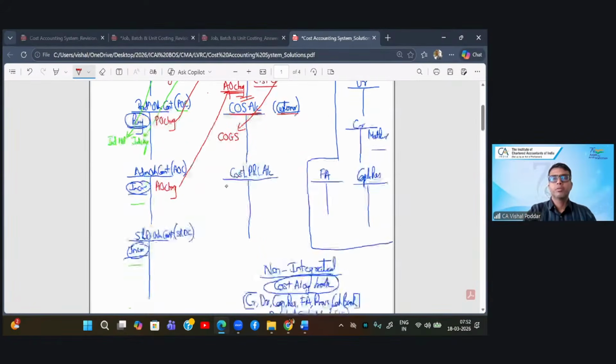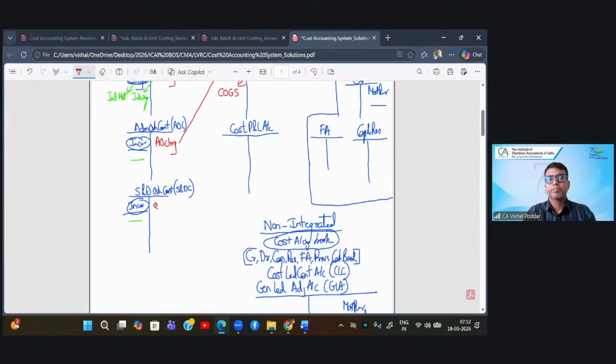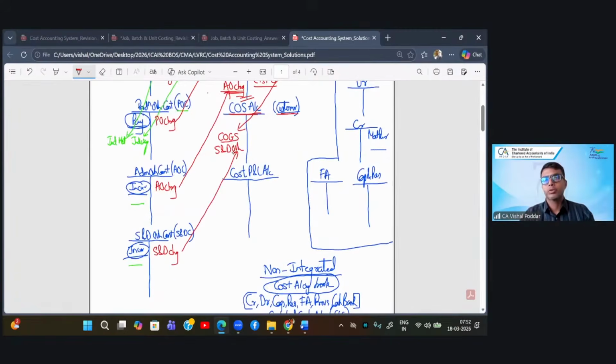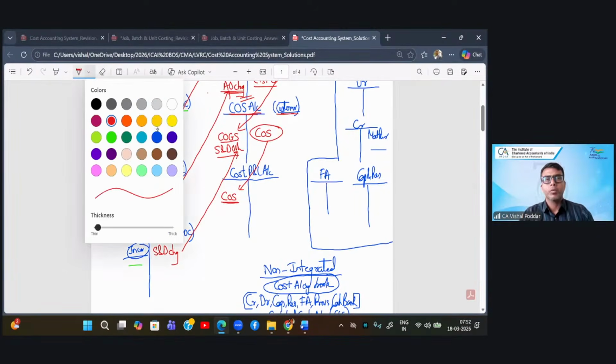And to this cost of goods sold, you will add the selling and distribution overheads, which have to be charged. You charge it here. So cost of goods sold plus selling and distribution overheads, what does it become, students? It becomes your cost of sales. And this amount is transferred to costing P&L. See the flow of these entries. Correct?